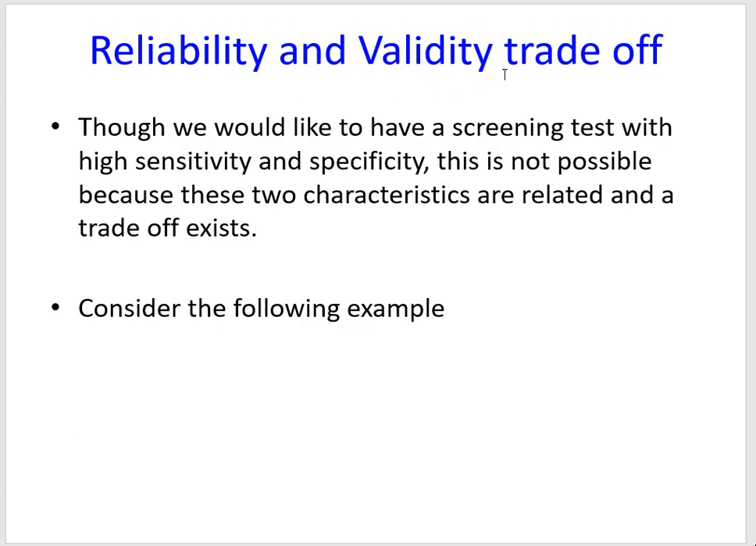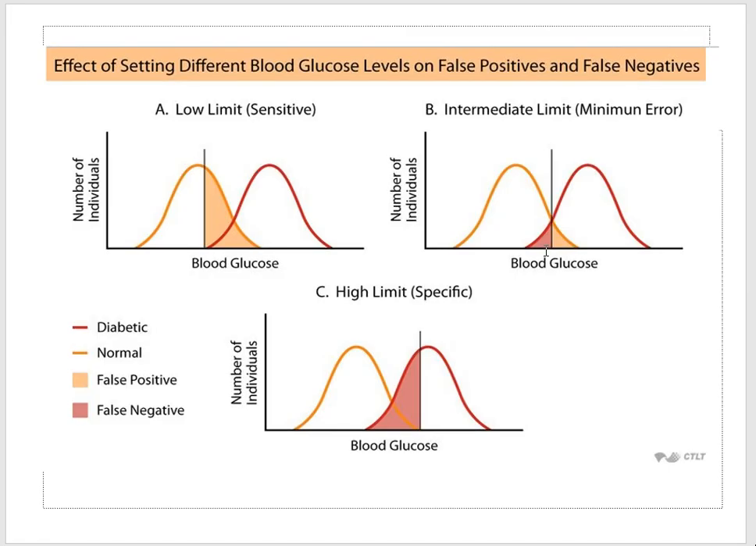So, the reliability and validity trade-off. Though we'd like to have a screening test with high sensitivity and specificity, this is not possible. There is always a trade-off between the two. To be able to explain why there is this trade-off, we're going to use the following slide. In this example, we're going to use the test for blood glucose as a way to diagnose diabetes.